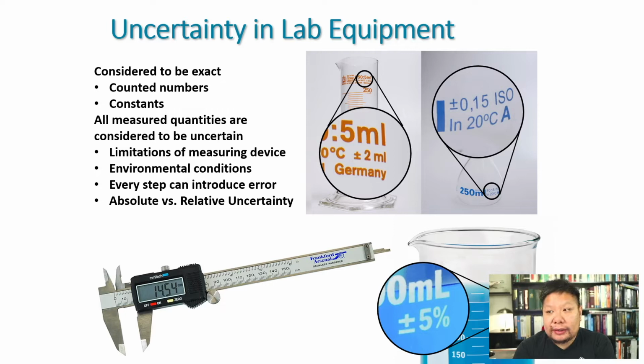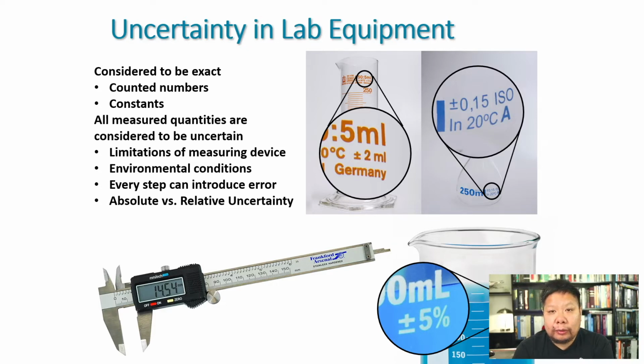Anyway, when you look at these different pieces of glassware, you can see that there's a plus or minus 5% uncertainty on the beaker. Wow, that's a big uncertainty on the beaker, right? So what that means is that if you had a 100 mL beaker and you filled it up to 100 mL, it could actually be 105 mL or 95 mL, right?